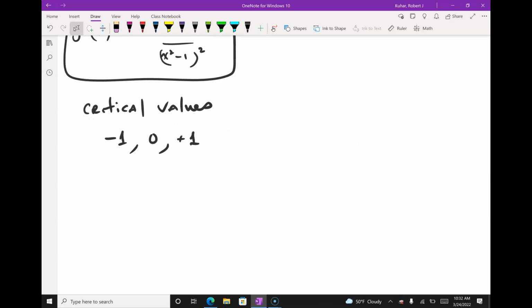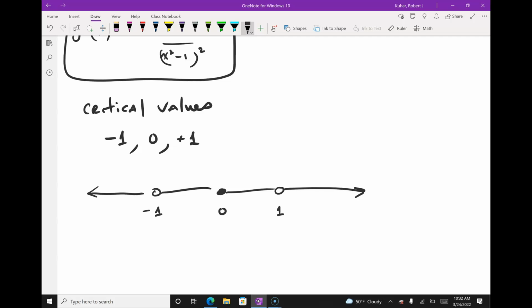Step 4 is my number line. Is that correct? Yep. So number line. At -1, I got a hole. At 0, I don't have a hole. And at 1, I have a hole. Right? At -1, at 0, and at 1.